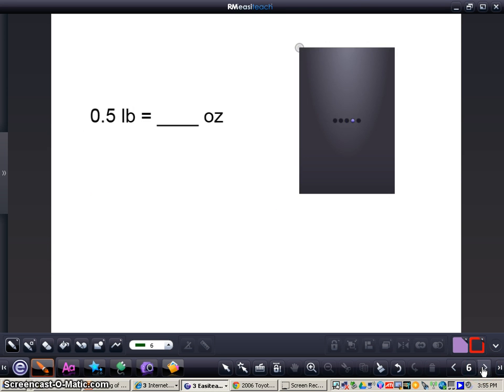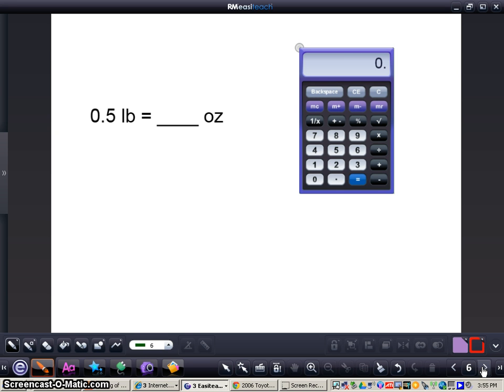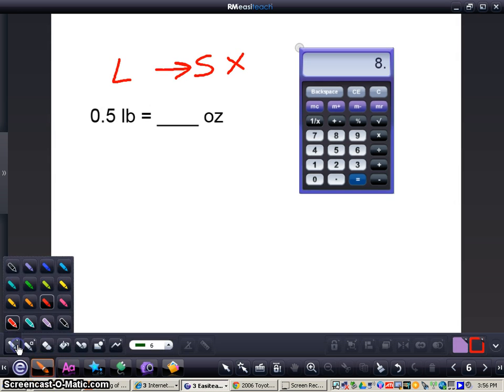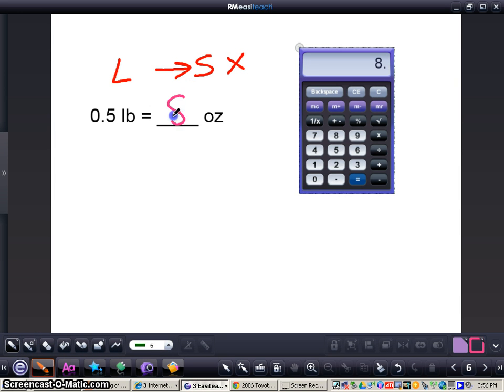Now we have 0.5 pounds, or half a pound, equals how many ounces? From here we are going from larger to smaller, so because of that, we're going to multiply. We're going to multiply 5/10 by 16. Why? Because we have 5/10 of a pound, multiplied by 16 because there are 16 ounces in 1 pound. So we have 0.5 times 16 equals 8 ounces. So half a pound or 5/10 of a pound equals 8 ounces.